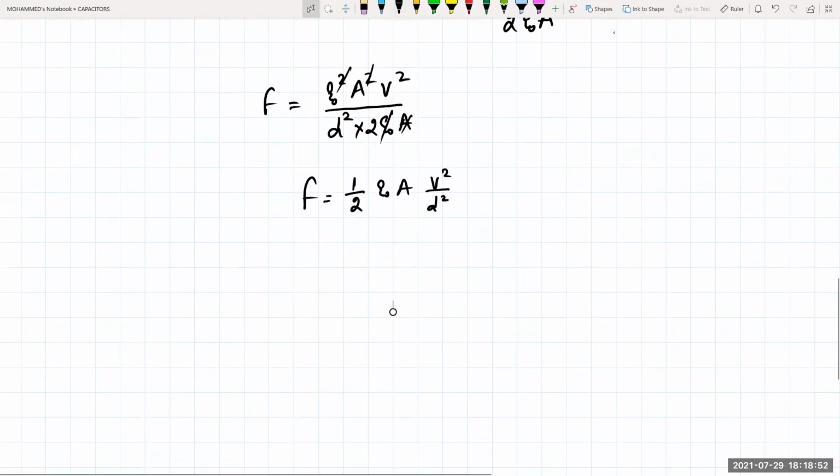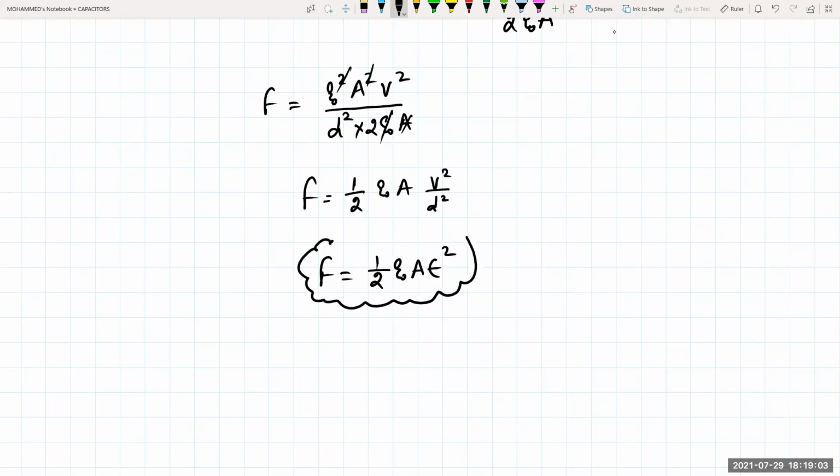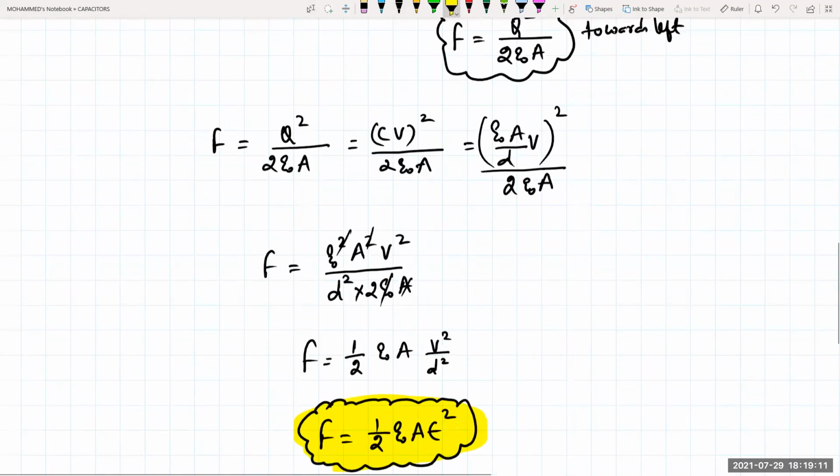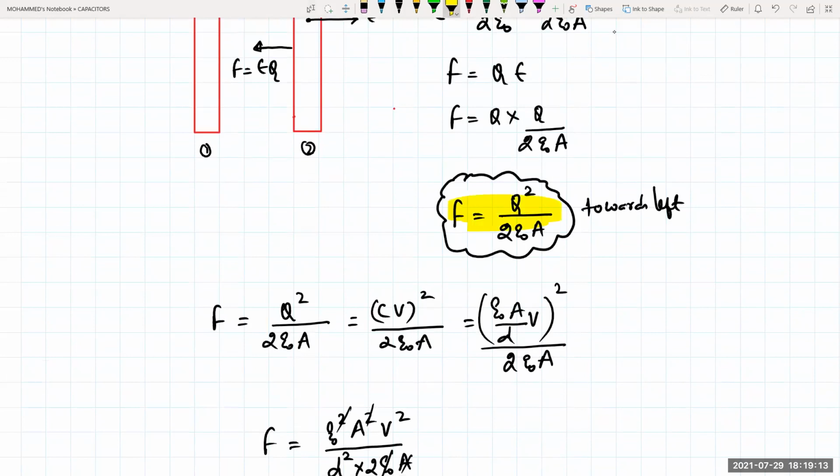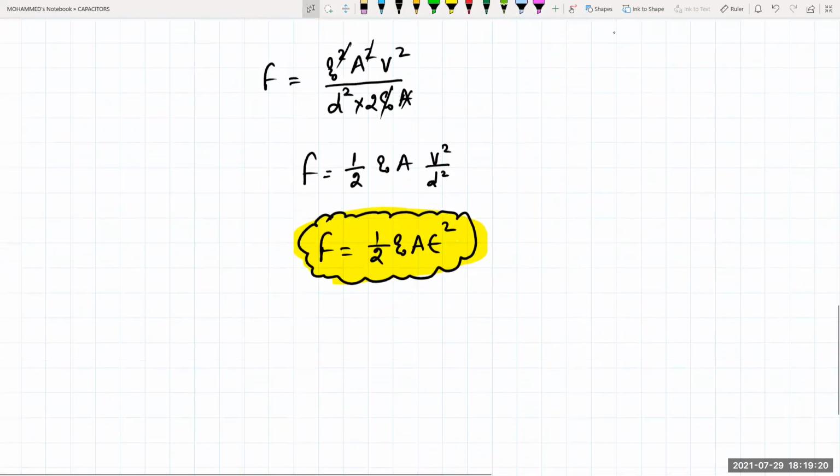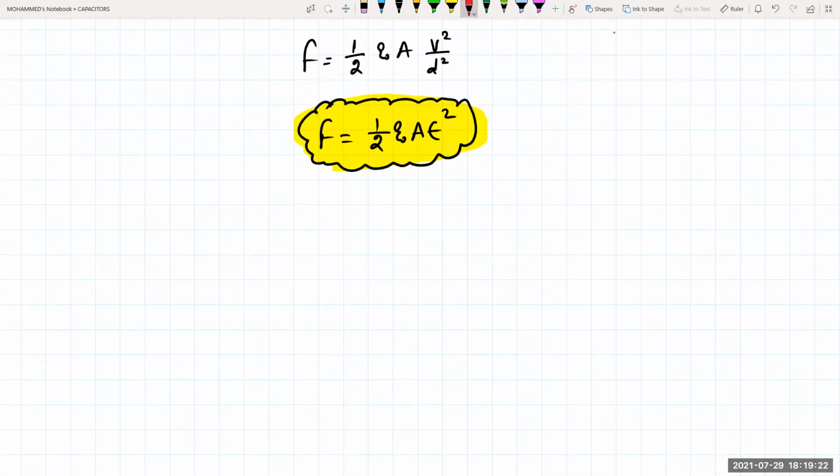V by d can be taken as the electric field. So F is equal to half into epsilon naught A into E square. So this is the force in terms of your electric field. This is one of the important formulas you need to remember in terms of area and electric field. And the basic standard formula is F is equal to Q square divided by 2 epsilon naught. Is that clear? Sure. Next one.